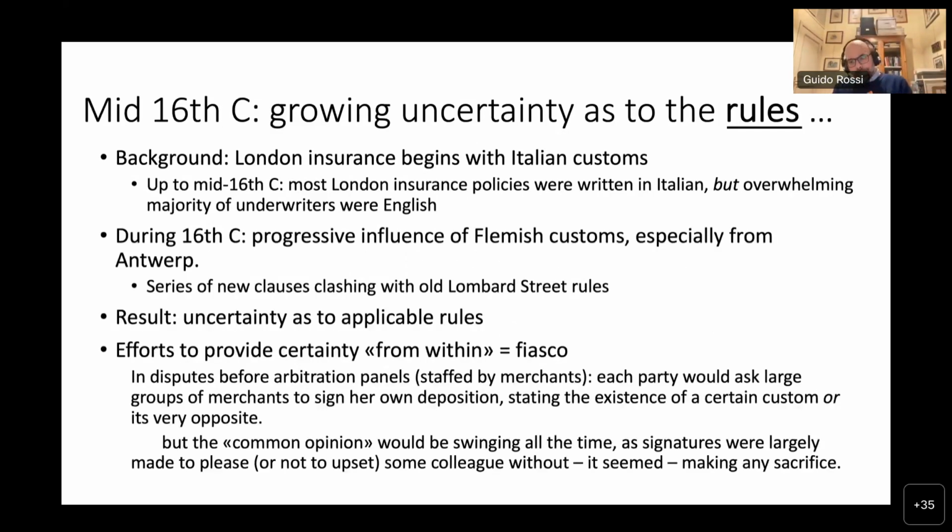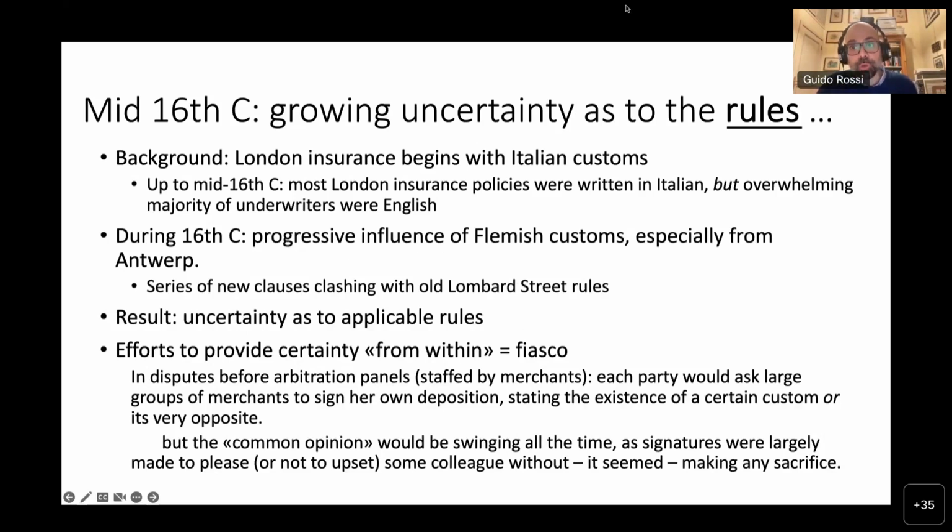So this paper is about the development of this insurance market and the problems it brings about. We are in the middle of the 16th century. In this period, there is a growing uncertainty as to the content of the insurance.